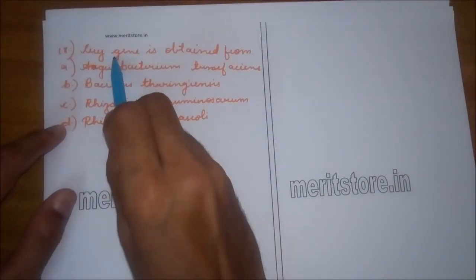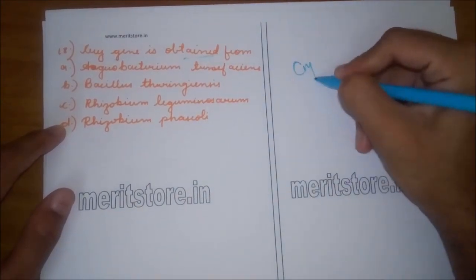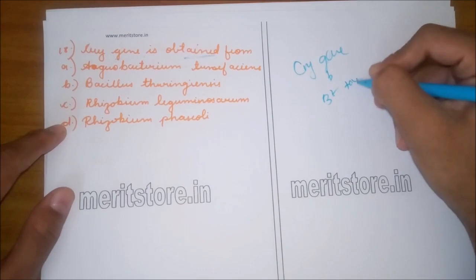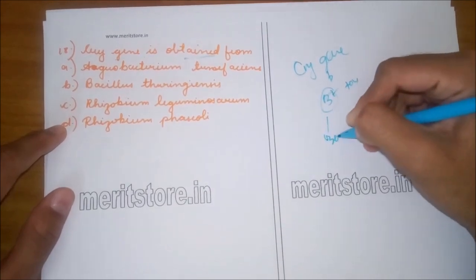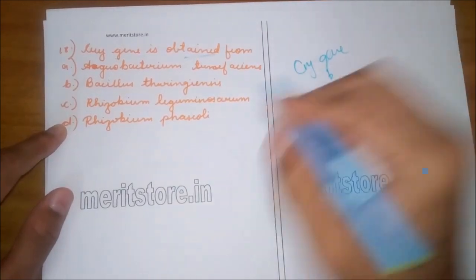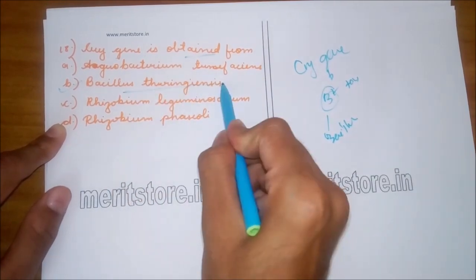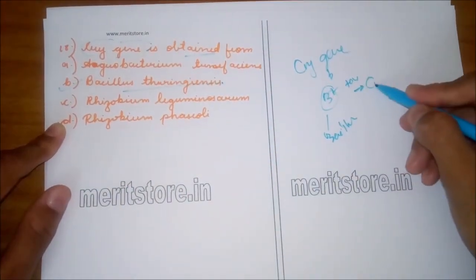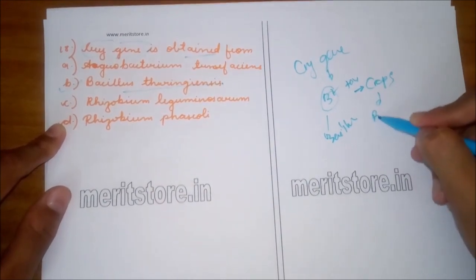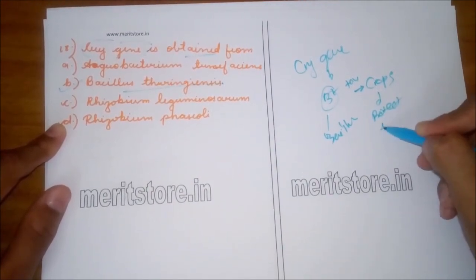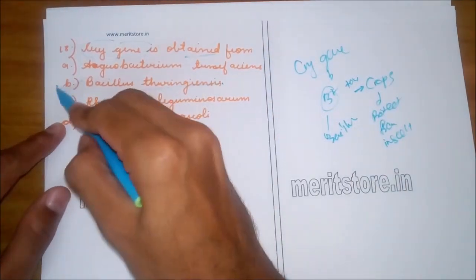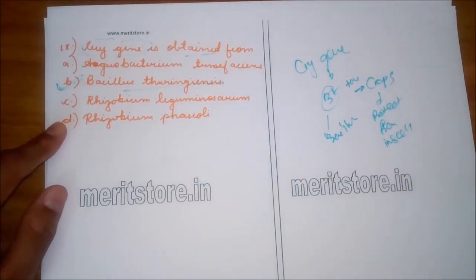Question number 18. Cry gene is obtained from. So cry gene which codes for Bacillus thuringiensis toxin. So BT is nothing but Bacillus thuringiensis. So option B, Bacillus thuringiensis, is the correct answer for cry gene. It has been incorporated into crops so as to protect them from insects. So option B is the correct answer for question number 18.